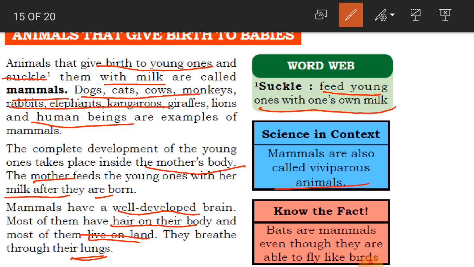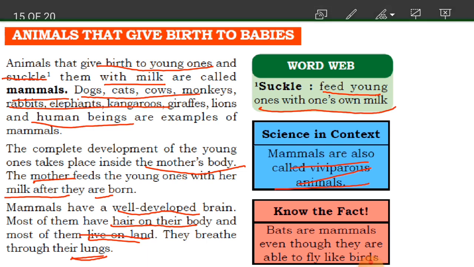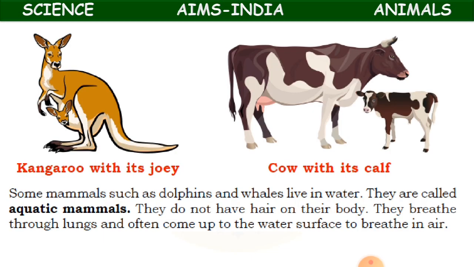See here, mammals are also called viviparous animals. And there is one fact here, children. Bats are mammals even though they are able to fly like birds. This is a very special category in mammals. Bats are mammals, but they are able to fly like birds. Clear, children?